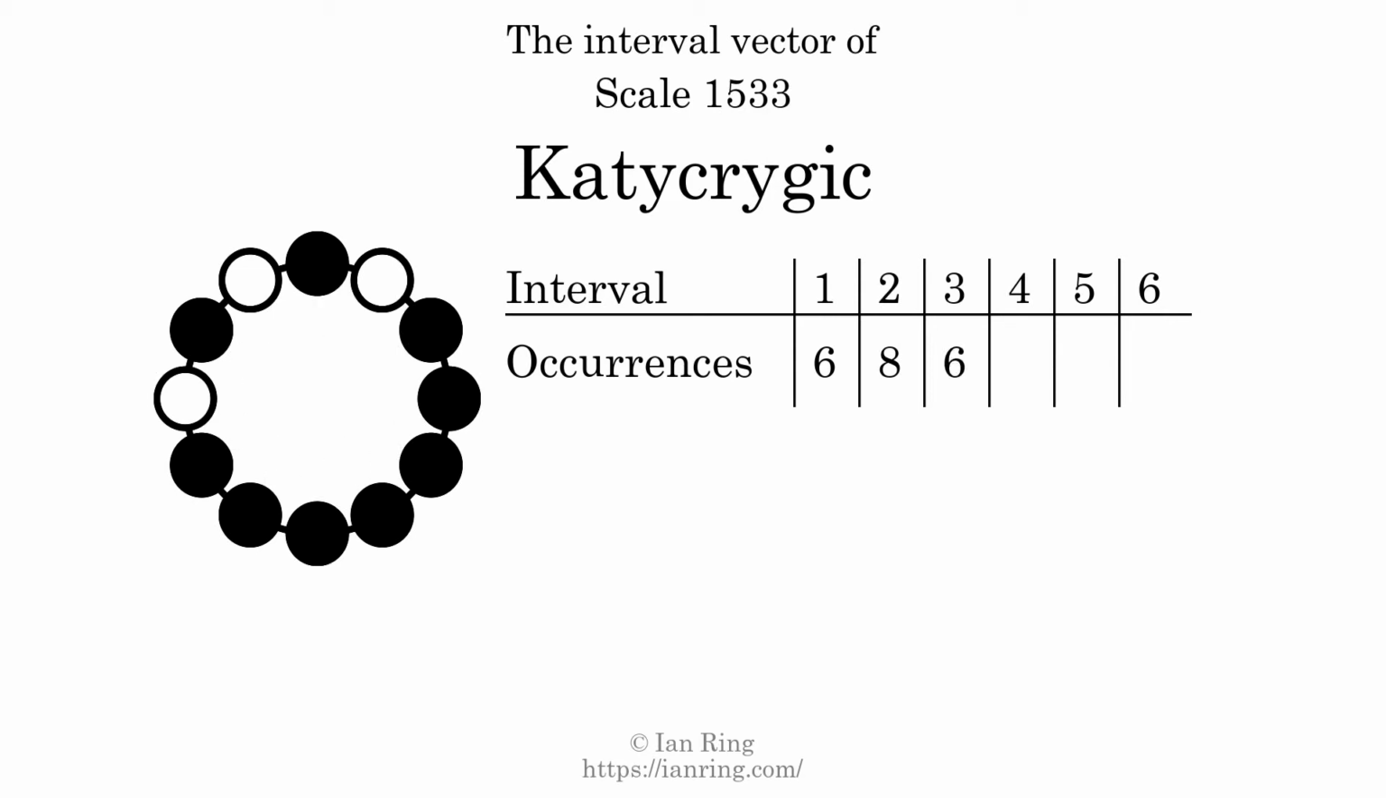There are 6 intervals with the size of 3 semitones. They are here, here, here, here, here, and here. There are 7 intervals with the size of 4 semitones. They are here, here, here, here, here, here, and here. There are 6 intervals with the size of 5 semitones. They are here, here, here, here, here, and here.